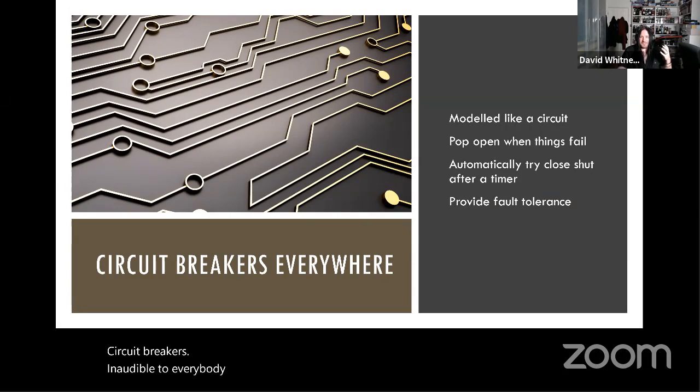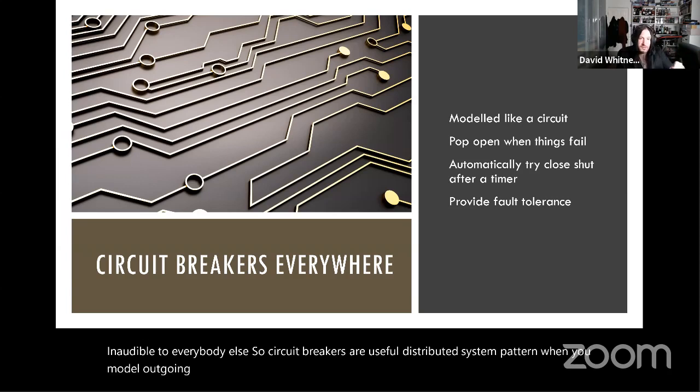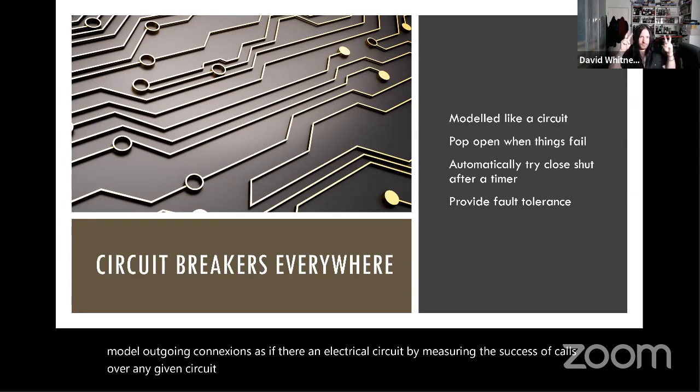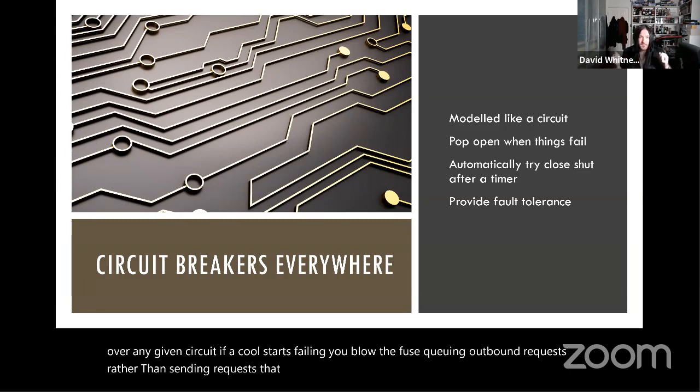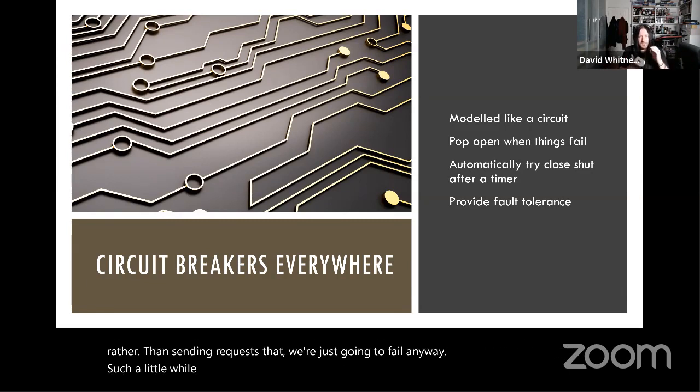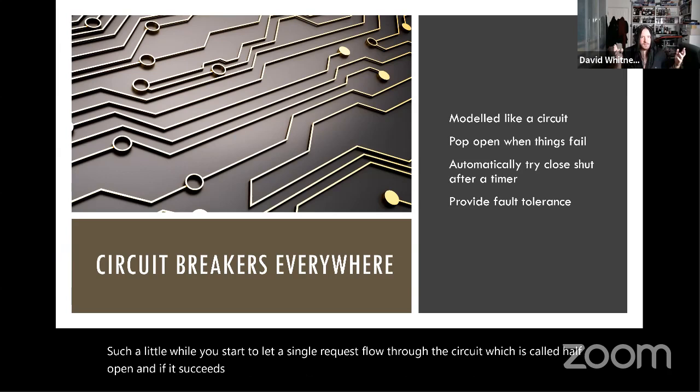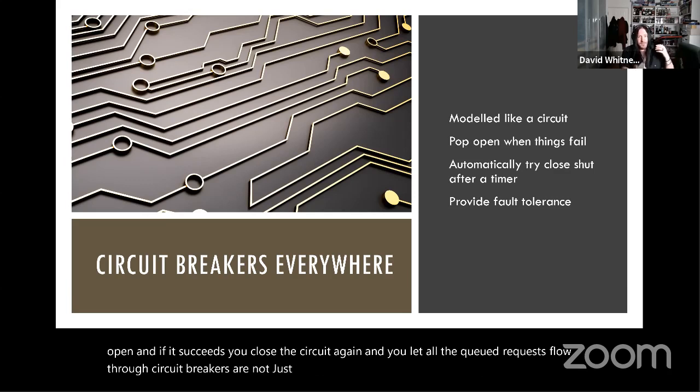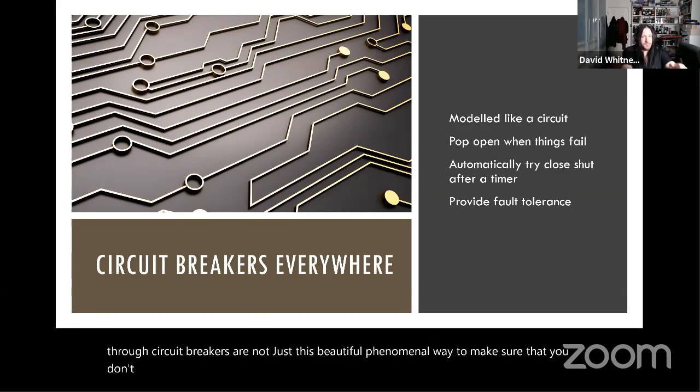So circuit breaking is a useful distributed system pattern where you model outgoing connections as if they're an electrical circuit. By measuring the success of calls over any given circuit, if a call starts failing, you blow the fuse, queuing outbound requests rather than sending requests that you know are just going to fail anyway. After a little while, you let a single request flow through the circuit, which is called half open. If it succeeds, you close the circuit again, and you let all the queued requests flow through. Circuit breakers are a beautiful, phenomenal way to make sure that you don't fail when you can predict that you'll fail. If you know your downstream dependency is down, don't call it. It's a really bad idea. Things are going to crash.